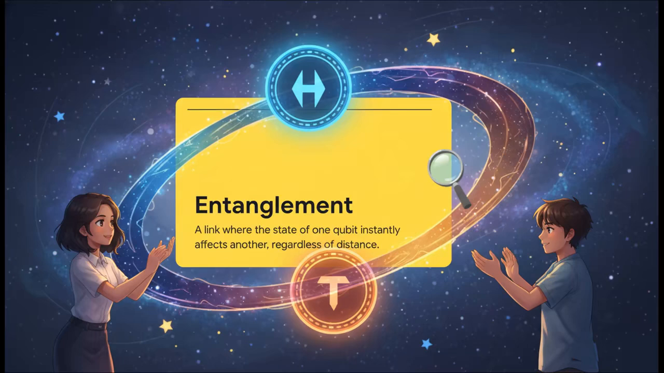And then there's the other piece of the puzzle, entanglement. This is the one Albert Einstein famously called spooky action at a distance. Imagine you have two of those spinning coins again, but this time they're magically linked. The instant one of them lands on heads, you just know, without even looking, that the other one, even if it's on the other side of the galaxy, has landed on tails. That's what entanglement does. It creates this unbreakable, instantaneous link between qubits.